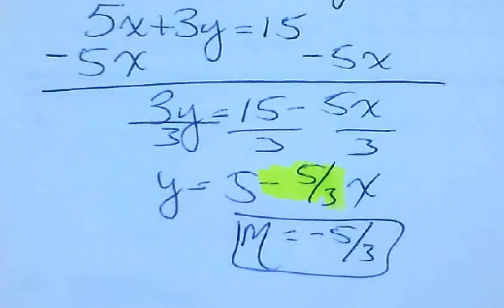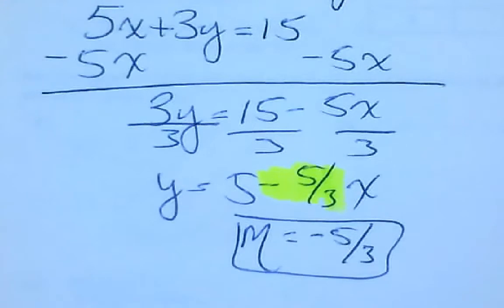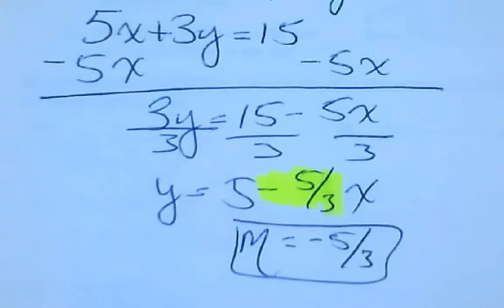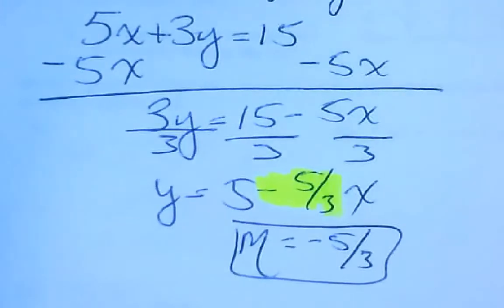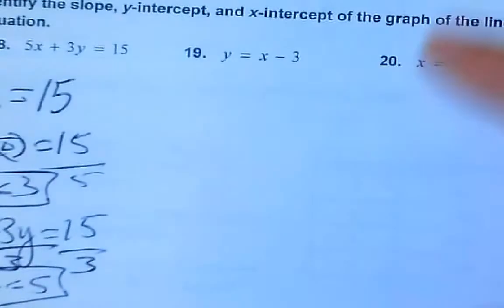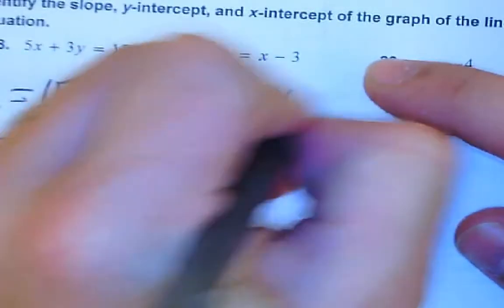All right, so now for number 18, we've just done our x-intercepts, our y-intercepts, and our slope. Number 19 and 20 are going to follow the same exact example. So we'll go through those pretty quickly now that you get the pattern of how to multiply something by 0. So come on over to 19. 19 says y equals x minus 3.